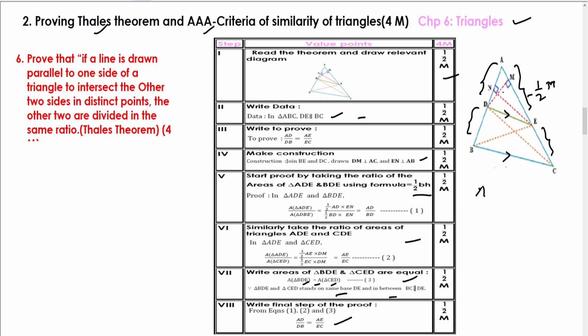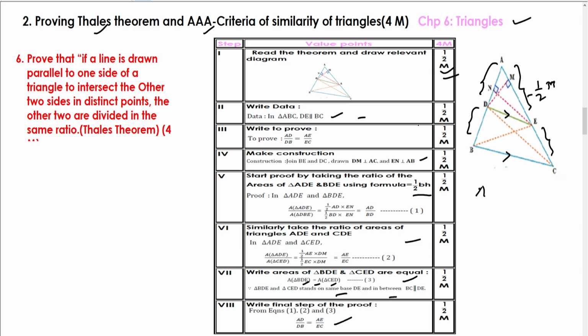You can even observe the distribution of the marks, how the 4 marks are distributed. Many students will not be knowing. First of all, read the statement. If a line is drawn parallel to one side of a triangle to intersect the other 2 sides in distinct points, the other 2 sides are divided in the same ratio. For that, you have to draw a triangle ABC. Then draw DE parallel to BC. For making this construction, you will get a half mark.